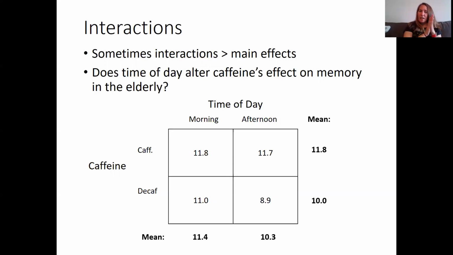And it doesn't look like there is a main effect of time of day. It doesn't seem that morning is any better than afternoon. But what we do have here is an interaction, and you can tell that here in this particular area. So what it means is that caffeine is helpful, particularly in the afternoon. In the morning, the elderly are doing pretty well on their memory and they don't need caffeine, but in the afternoon, caffeine really does help with their memory.